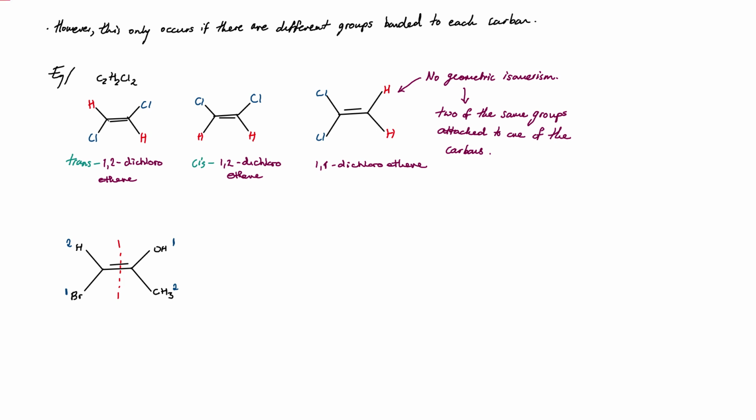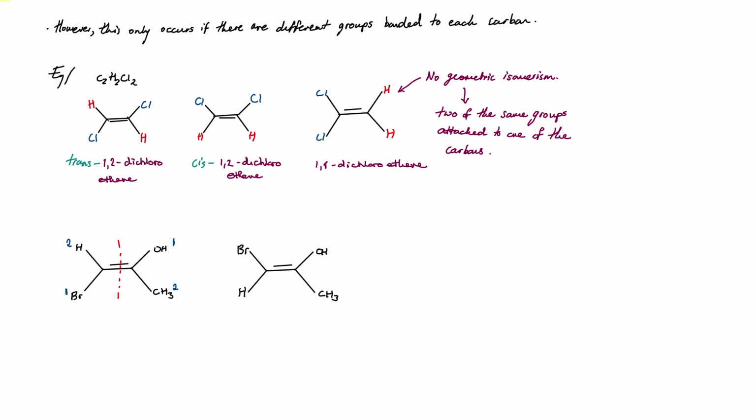Now we've got a way of deducing whether the priority groups are opposite or whether they are on the same side, and we can see going across this molecule they are on opposite sides. So this is what we call an E isomer, if you like. So by putting E in front of the actual name of the molecule, we are saying that the two priority groups are on opposite sides of that double bond.